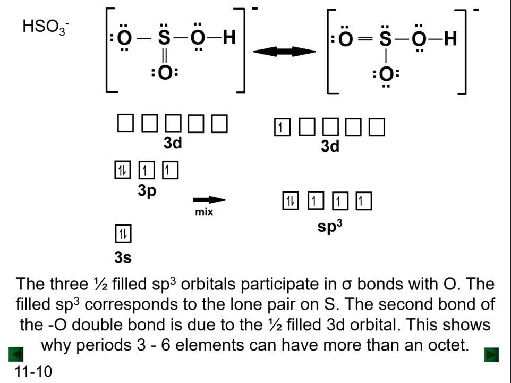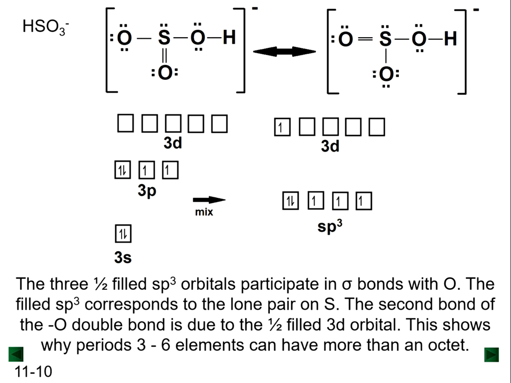The 3 half-filled sp3 orbitals participate in sigma bonds with the 3 oxygen atoms. 2 of the oxygen atoms are singly bonded, 1 is doubly bonded, and so in that doubly bonded system, one of the bonds is a sigma bond. The filled sp3 hybrid orbital corresponds to the lone pair on the sulfur atom. The second bond of the oxygen double bond is due to the half-filled 3d orbital interacting with a p orbital on the oxygen.